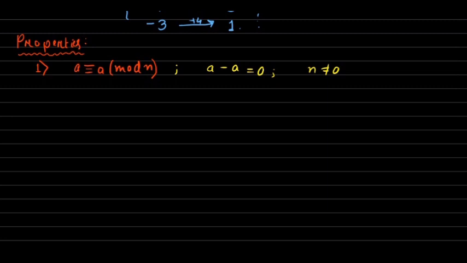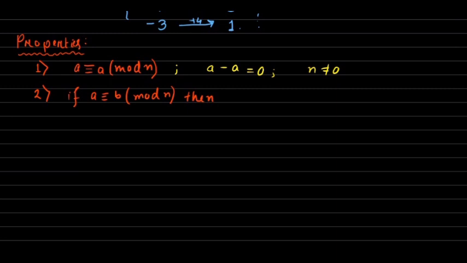So now second property, if A is congruent to B mod n, then okay, tell me, what does it mean? It means A minus B is divisible by n. But we can also write it like this.